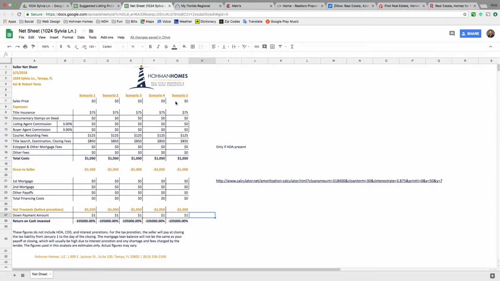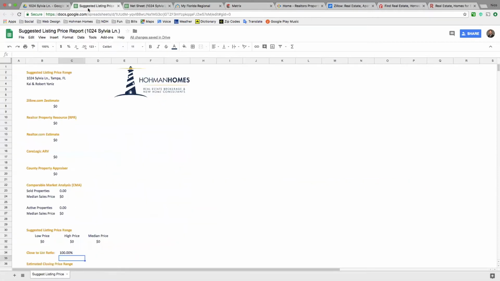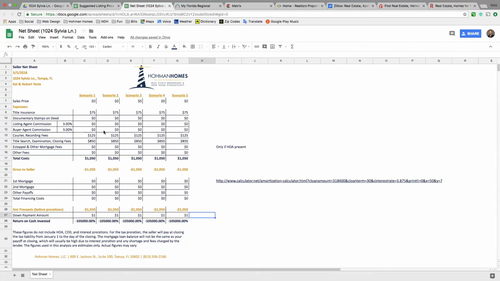So scenarios 1 through 5 here on our net sheet, which we just pulled from our suggested listing price report. Based on these different selling points, we now know our net proceeds, what essentially we will be walking away with as sellers at the closing table. How much money are we going to make? What is our net? That's exactly what this net sheet is.